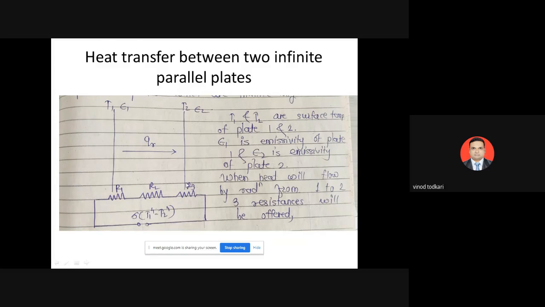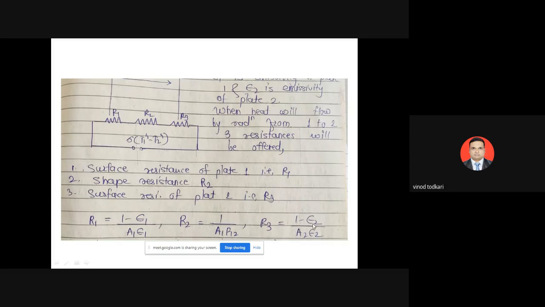Now, tell me what will be R3? R3 is the surface resistance of plate 2. As I have told you, surface resistance is (1 minus emissivity) upon (area into emissivity). Here area is A2 and emissivity is epsilon 2, right? So R3 will be equal to (1 minus epsilon 2) upon (A2 into epsilon 2). What will be R3? (1 minus epsilon 2) upon (A2 into epsilon 2), right?